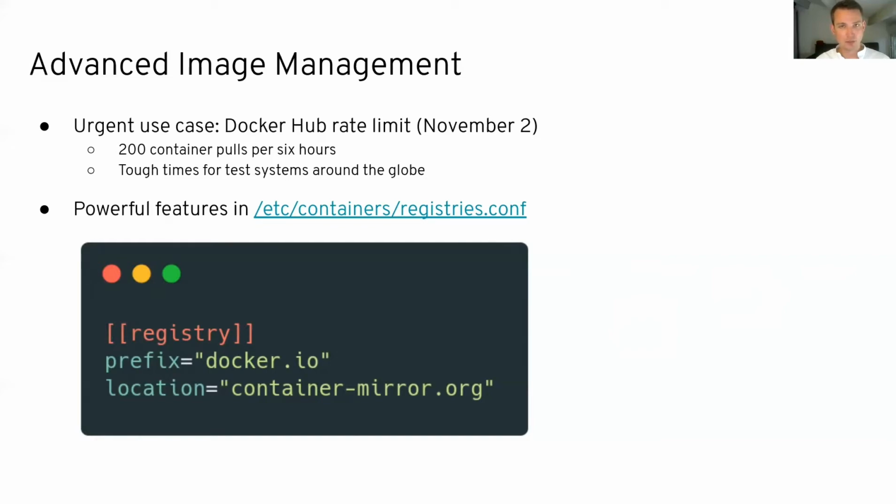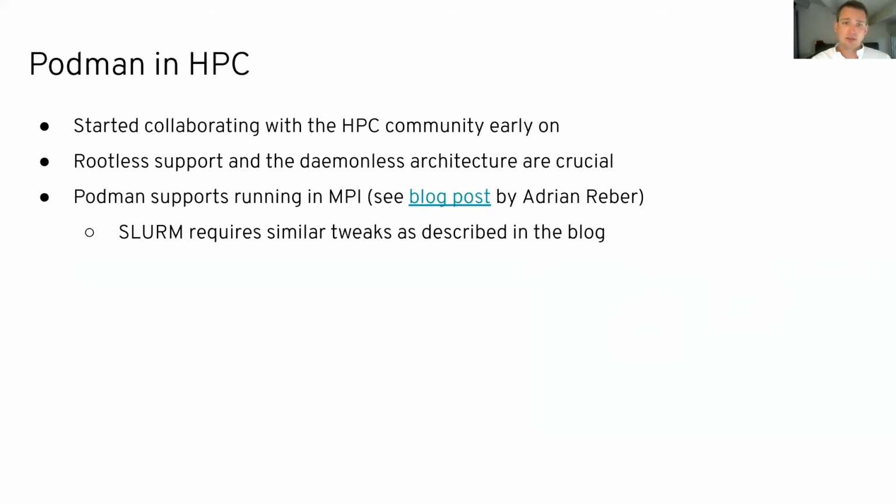So if you want to run Podman in an HPC environment, there are a couple of things that you may need to do in order to run in your specific environment, but they're pretty straightforward. There are many blog posts out there, and a couple of talks you can find also on YouTube. And if there's something you need that doesn't work, please feel free always to reach out to us. As I mentioned before, we started collaborating with the HPC community early on, and rootless support and the daemonless fork-exec architecture are crucial. These are really the cornerstones for Podman to be able to run in an HPC environment.